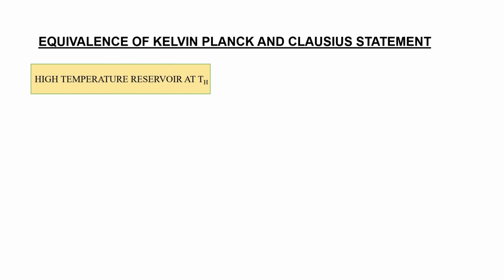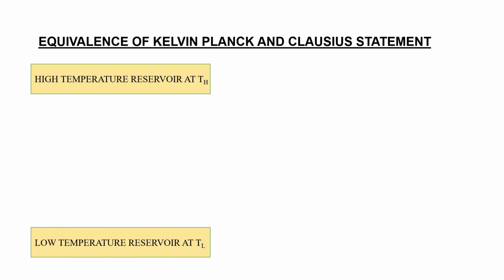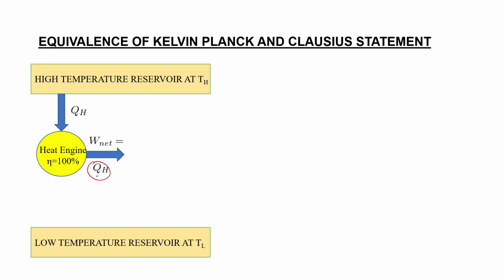For this, we will consider a high temperature reservoir at TH and a low temperature reservoir at TL. And then you have a heat engine. It takes in heat QH. And we assume that this heat engine efficiency is 100%. That means it violates Kelvin-Planck statement, that is, it is not rejecting any heat. So the net work produced W is QH.